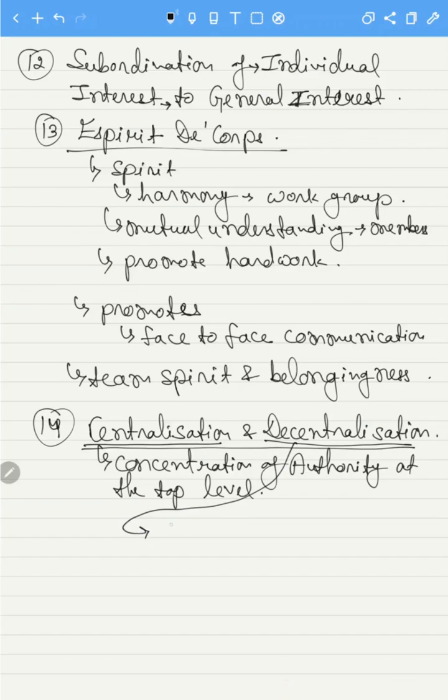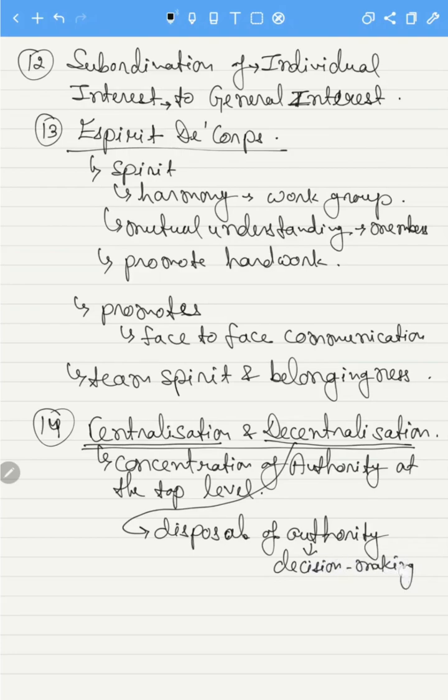Decentralization means disposal of authority, especially decision-making authority, to all the levels of the organization. According to Fayol, the degree of centralization or decentralization depends on a number of factors like size of business, experience of superiors, and dependability and ability of subordinates.